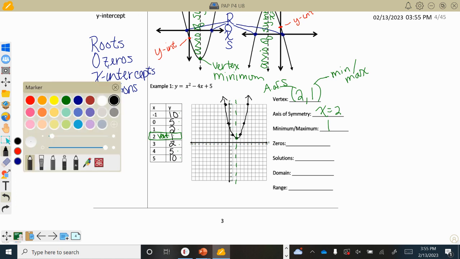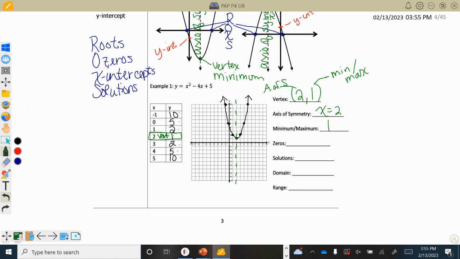Okay? All right. So now that we've done that, we see that we have a minimum because that vertex is the lowest point on the graph. All right? I want to look for my zeros. I want to look for where it crosses the x-axis. Because there's this big gap between my parabola and the x-axis, meaning it doesn't touch it, there are no zeros, which means there's no solutions either.